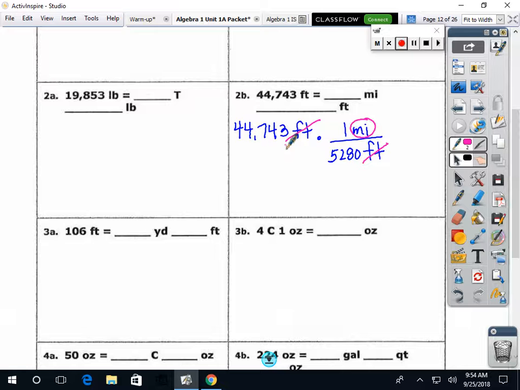And I get 8.474, so I'm just going to put 8.47. So that means that there are 8 whole miles there. So I need to figure out of those 8 miles sitting there, how many feet that is. Okay, well, for every mile, there's this many feet. So how could I figure out what 8 miles is in feet? What would I need to do? If 1 mile is 5,280 feet, what would I need to type in my calculator to figure out 8 miles in feet?